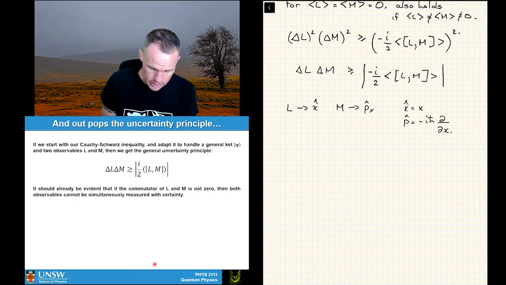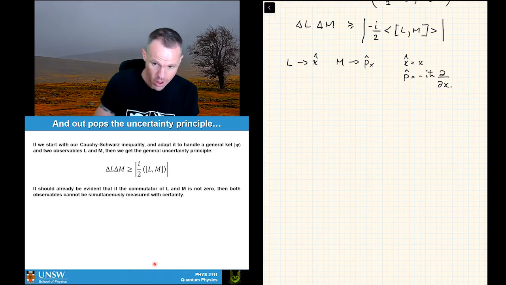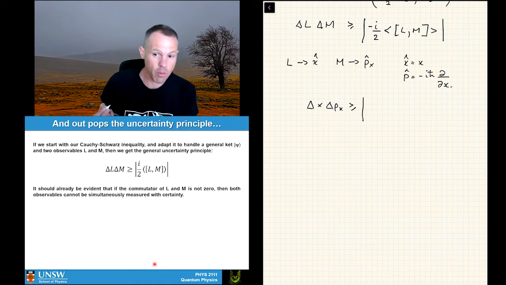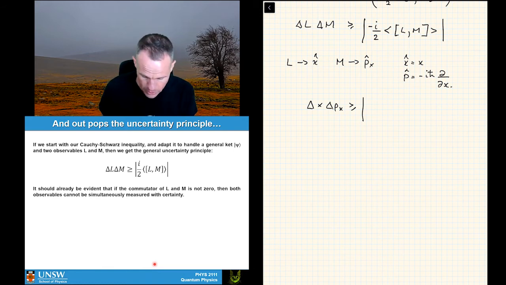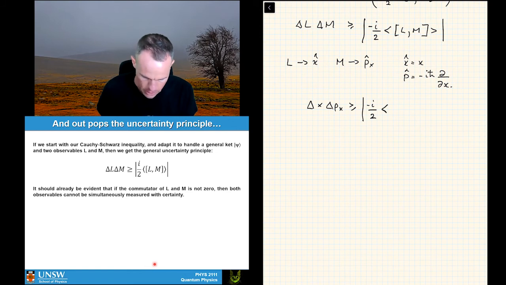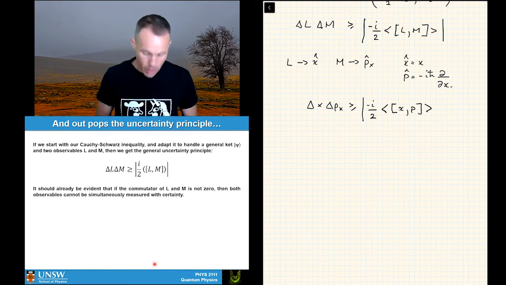Okay, so we can more or less just pop straight down to the next line and plonk everything into the right place. So delta x, delta p of x is going to be greater than or equal to absolute value. Doesn't matter whether I have the minus here or not. Let me put it in just to be consistent with what I've got written up the page. If you have a look at my written notes, you'll notice I've dropped it because it's not that important. So i over 2, expectation value of x and p in our commutator here. So just replacing L with x and M with p of x.